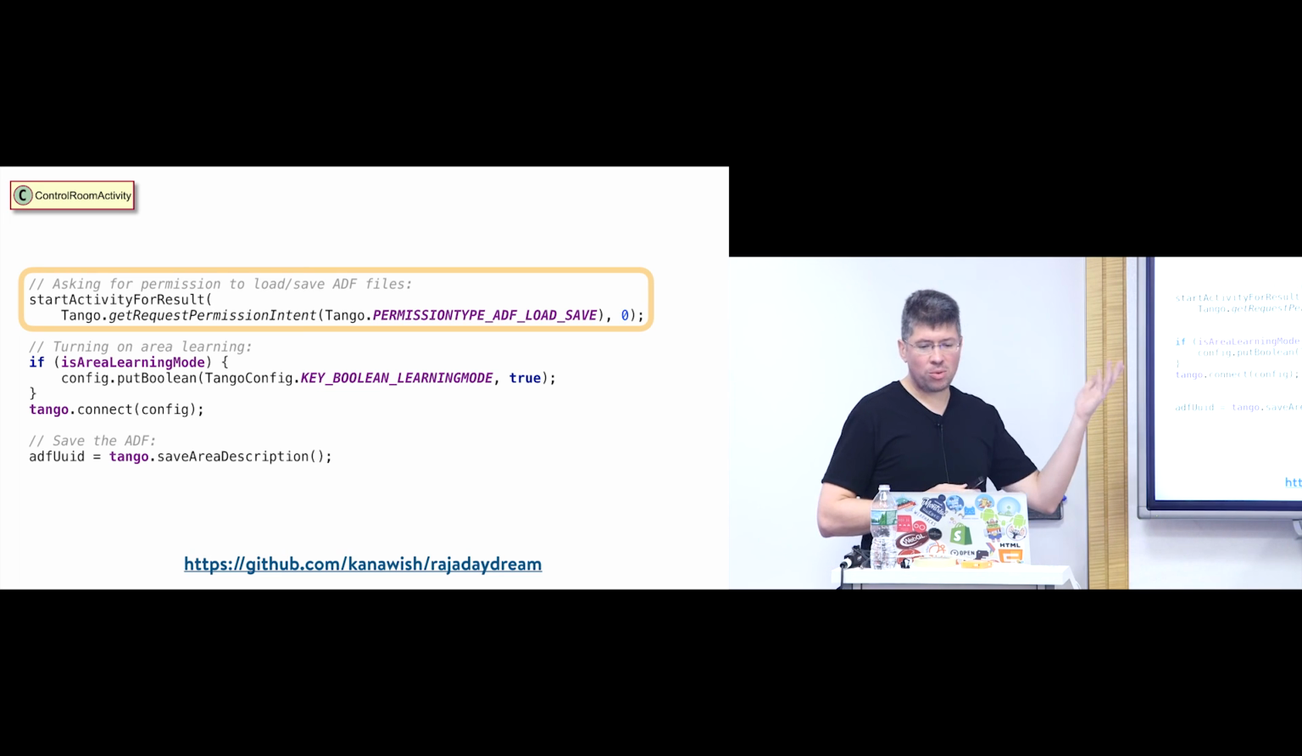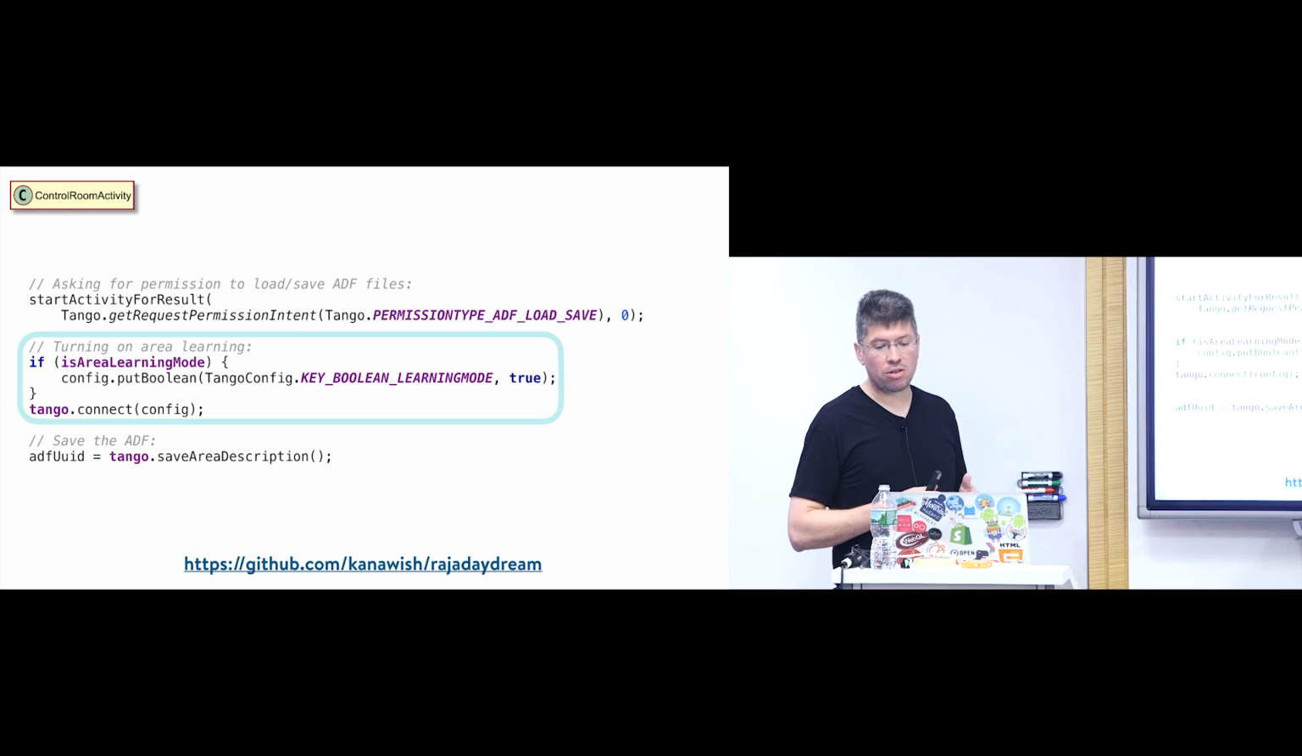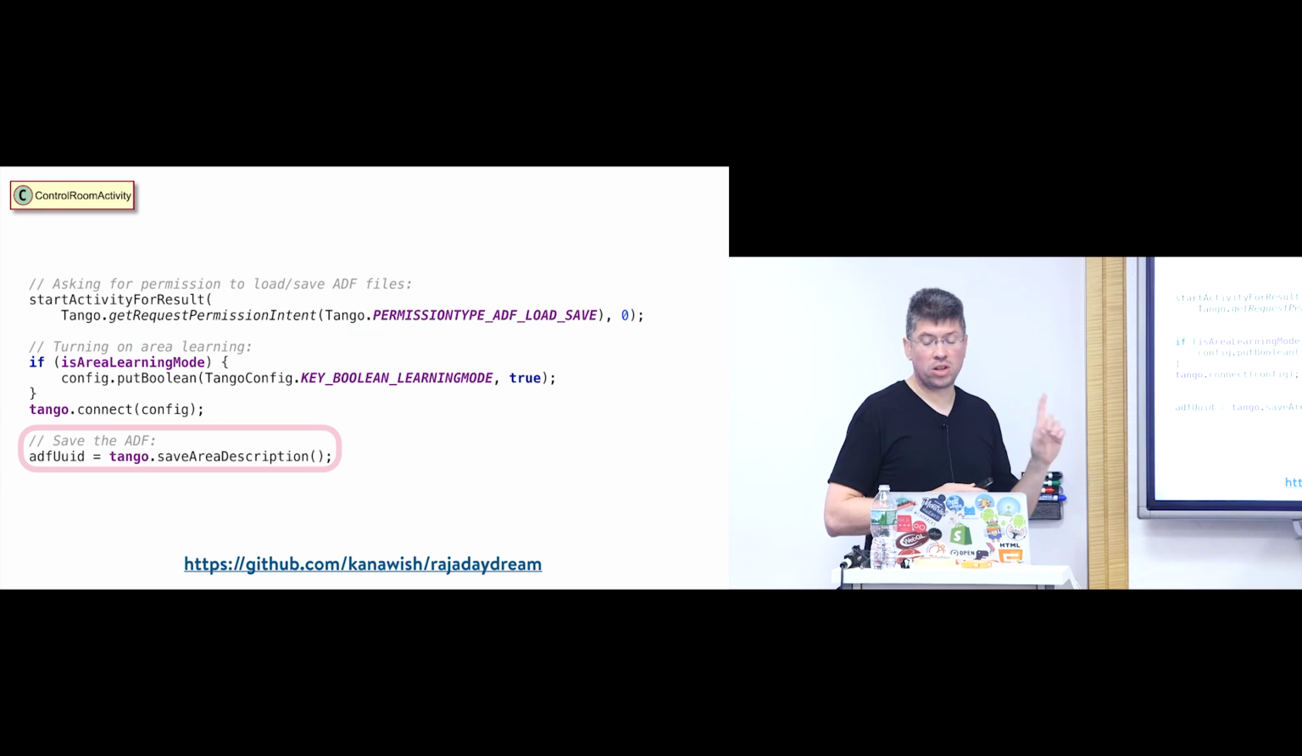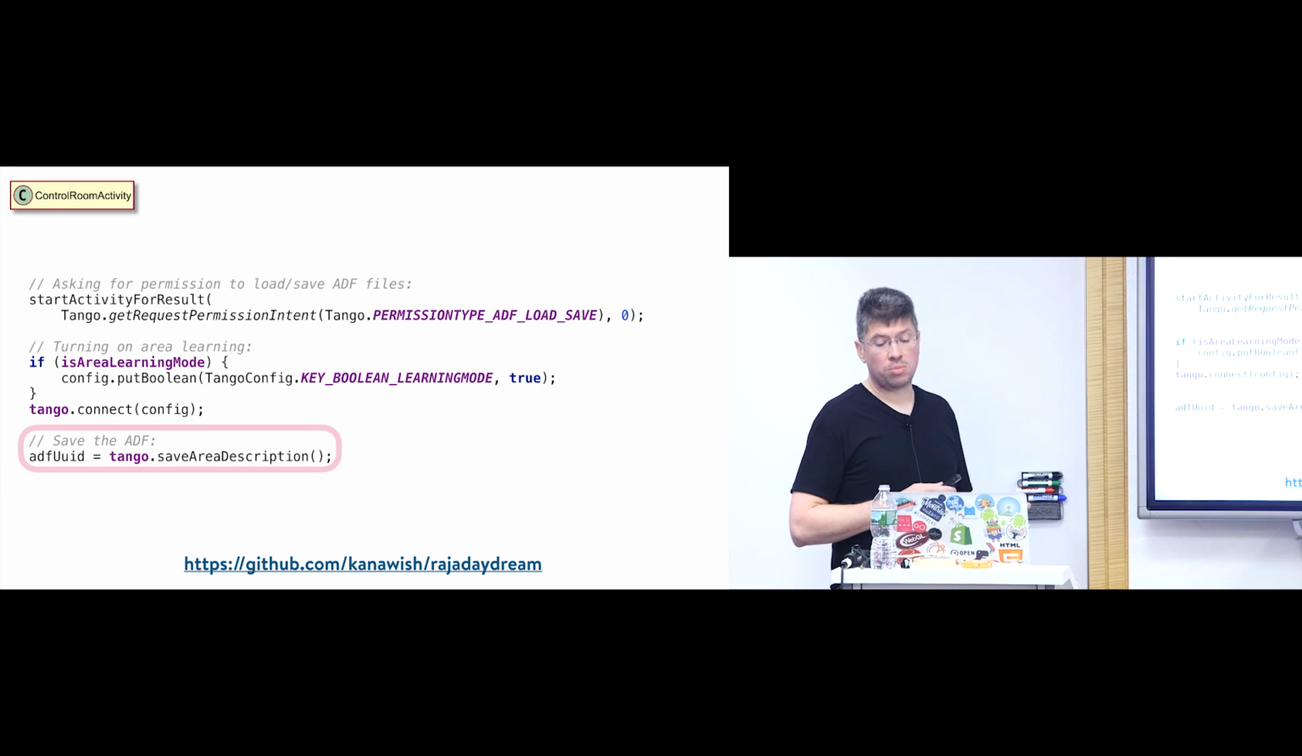All right, so here we get permission. Then to turn on area learning, you're going to pass a flag when configuring the Tango session. When you're ready, you can save the ADF with one call to Tango. So it's fairly simple stuff.